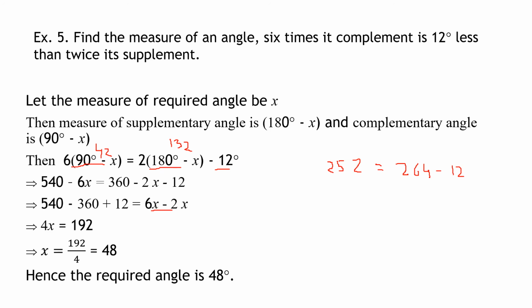So we have found the measure of an angle. We only had to find the measure of an angle, but the condition given was 6 times its complement is 12 degrees less than twice its supplement. Okay, so we end here for today.